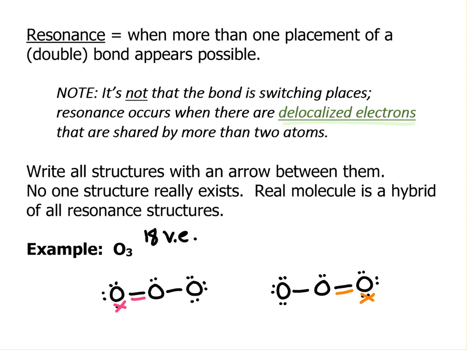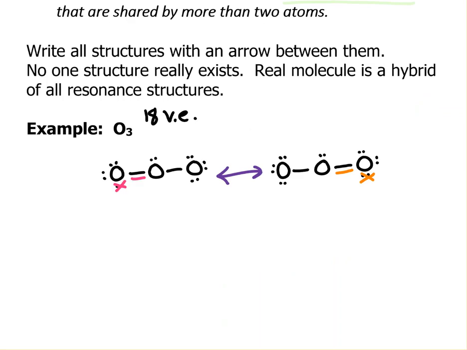And so then I'll draw a double arrow between them. We call these resonance structures. This molecule has 2 resonance structures, and what's really happening is that the colored electrons, pink or orange, there's 2 electrons there. Those electrons are actually being shared by all 3 atoms. We say they're delocalized. They're not stuck between 2.